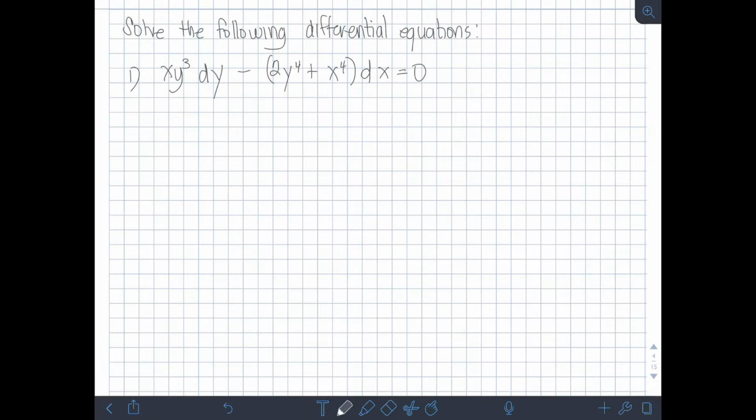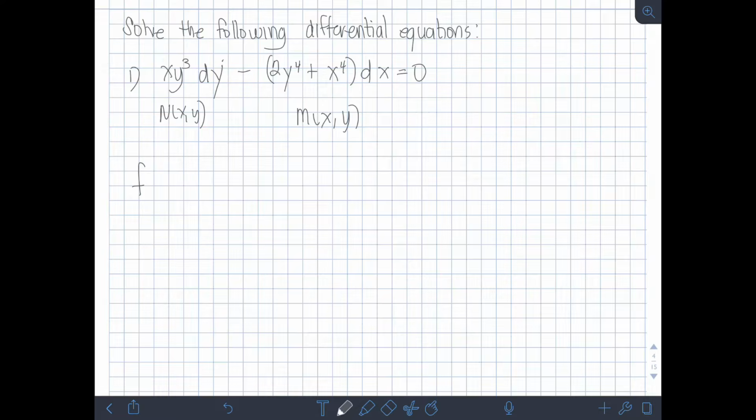Okay? So, for the first example, we have: solve the following differential equations. Number 1, xy cubed dy minus quantity 2y to the fourth plus x to the fourth dx equals 0. Okay, so, pakita muna uli natin kung homogeneous ba to. So, di ba ito yung magiging N of x, y natin, yung nakamultiply sa dy. Tapos ito yung magiging M of x, y natin, yung nakamultiply sa dx.